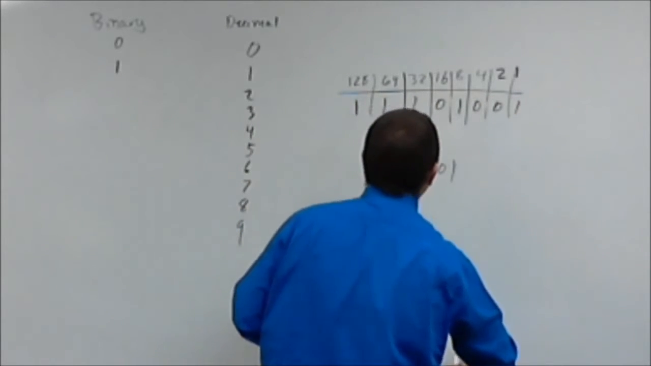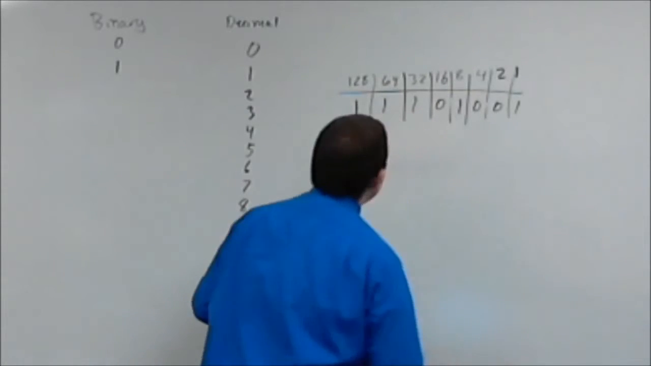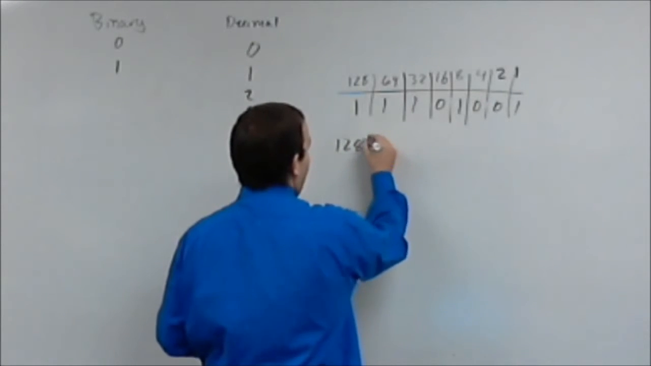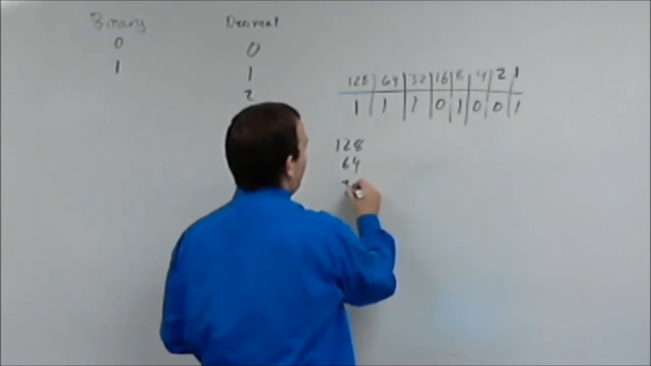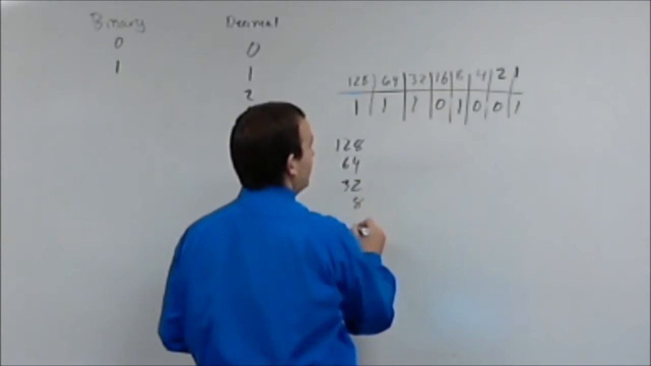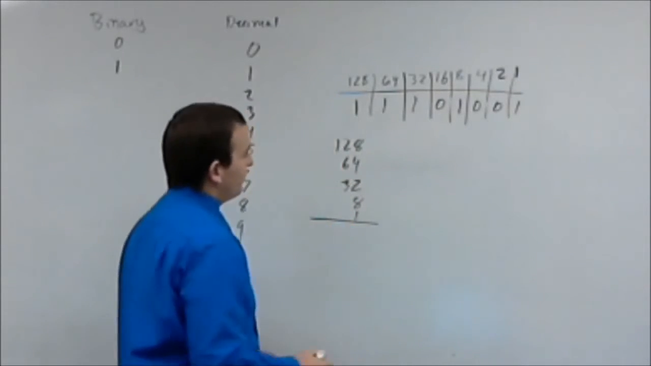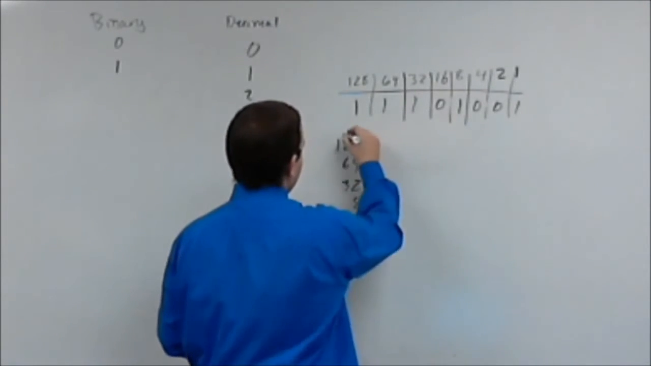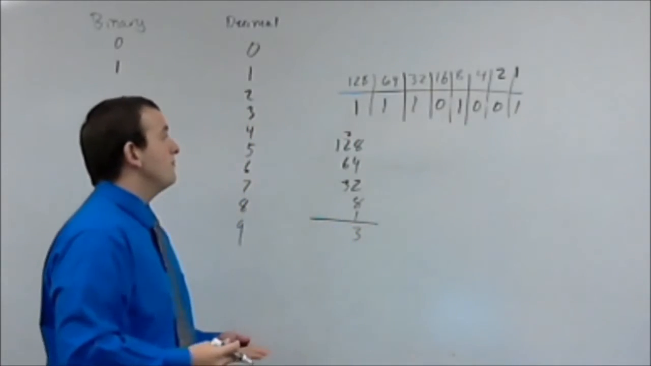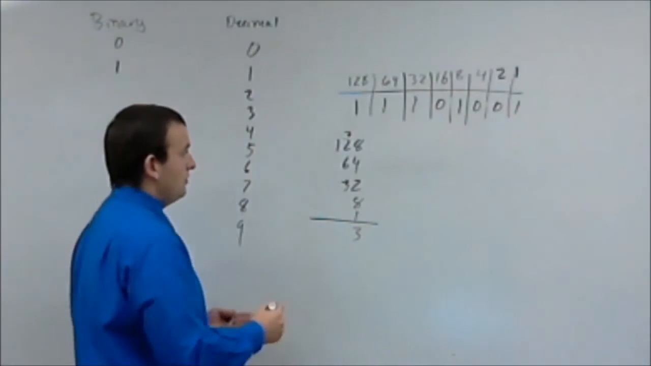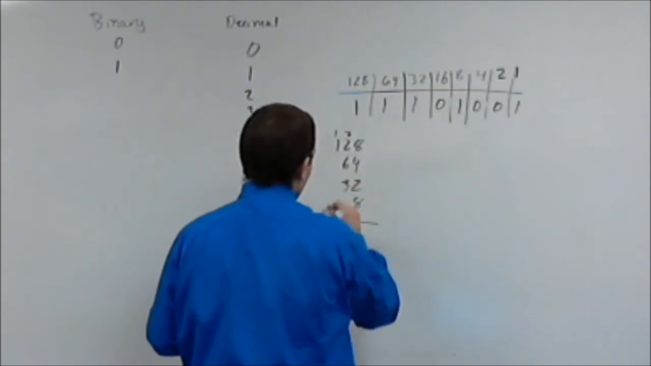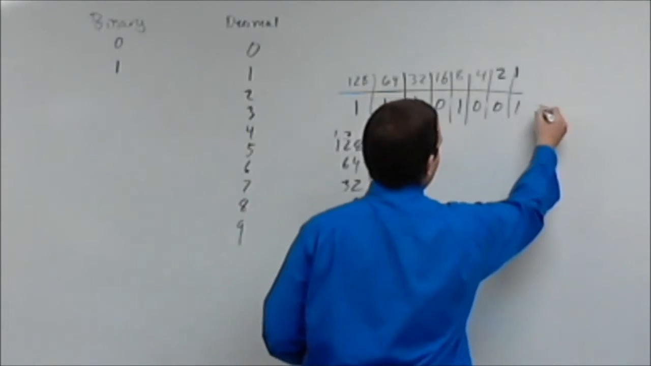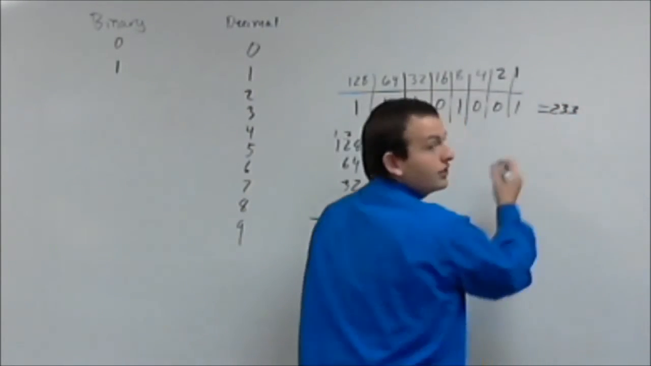Okay, now all you have to do is anytime you have a 1, you can take and add that number together. So, starting here we've got 128, we've got a 64, we've got a 32, we've got an 8, and we've got a 1. So we can just add all those numbers together, and that is going to equal 233. So our decimal number that this equals is 233.